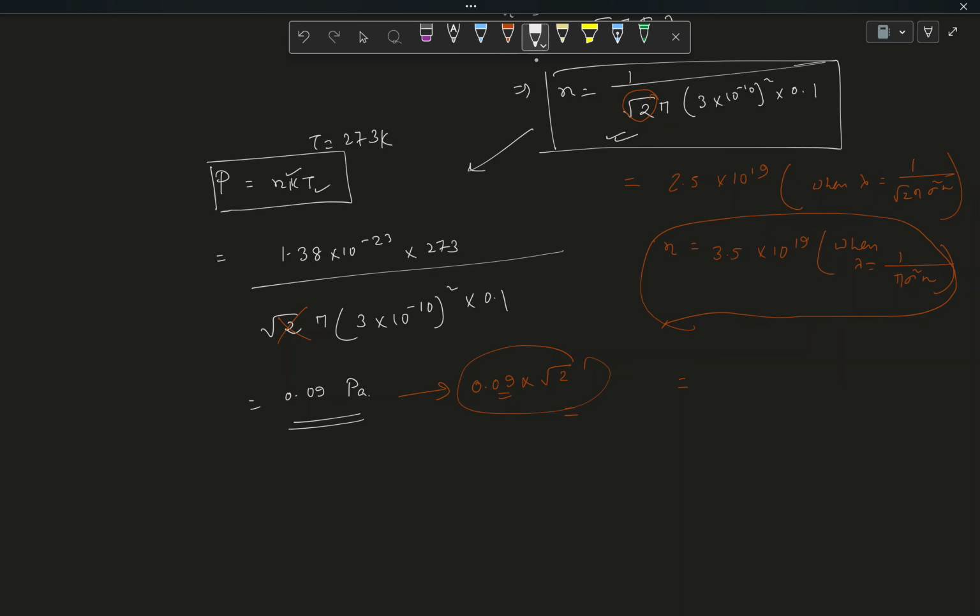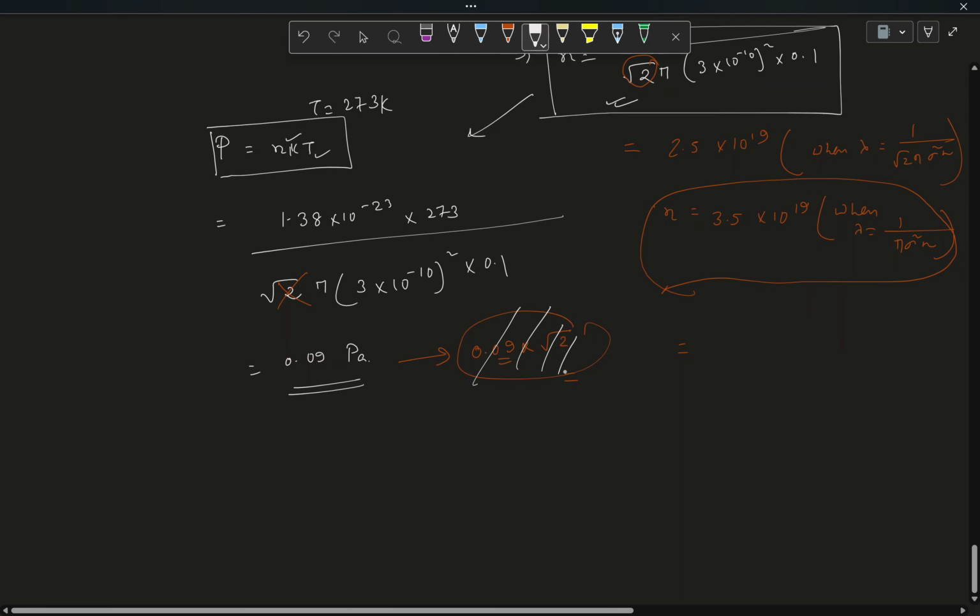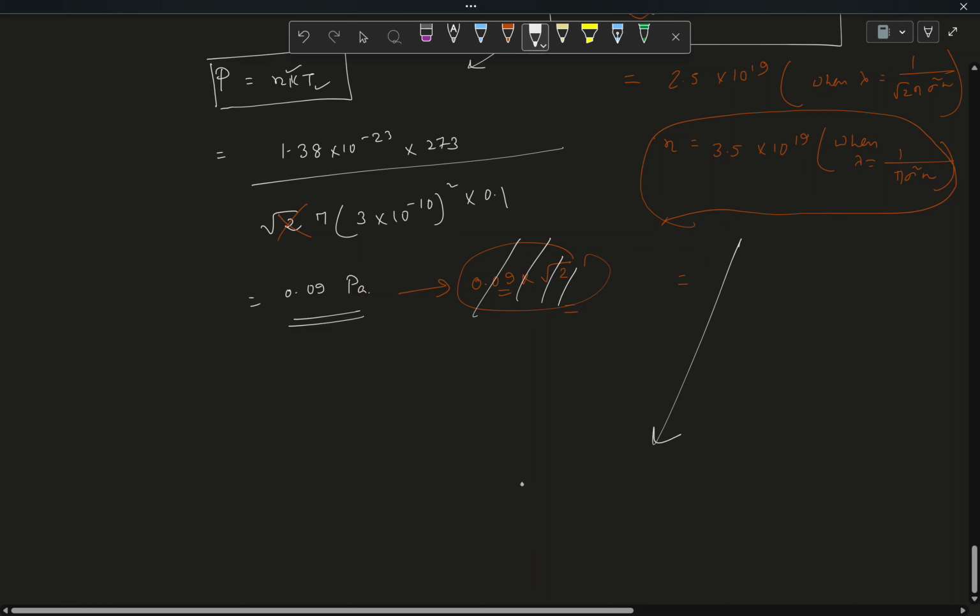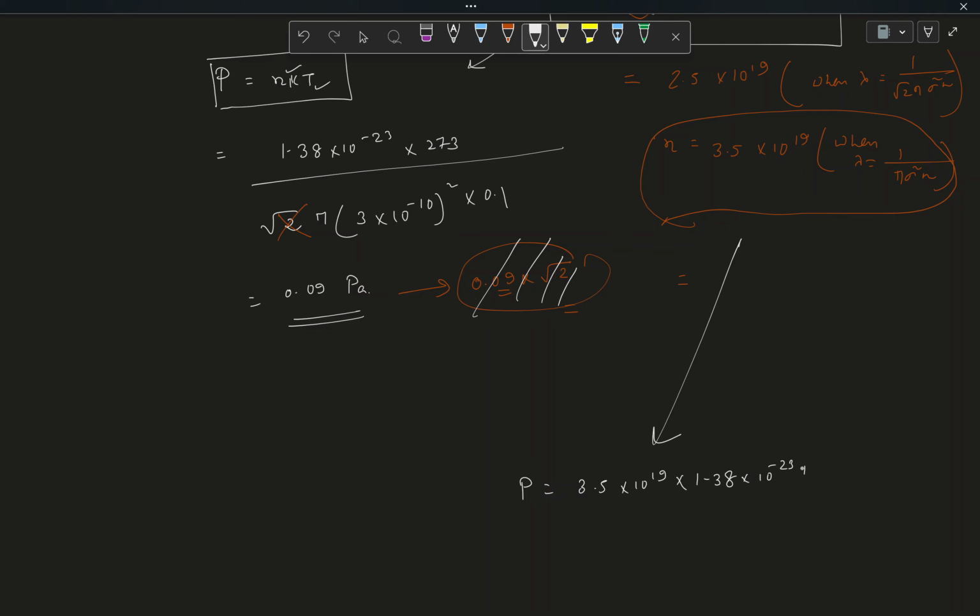So if this is your n, then P equal to 3.5 into 10 to the power of 19 into 1.38 into 10 to the power of minus 23 into 273, which is like 0.133.